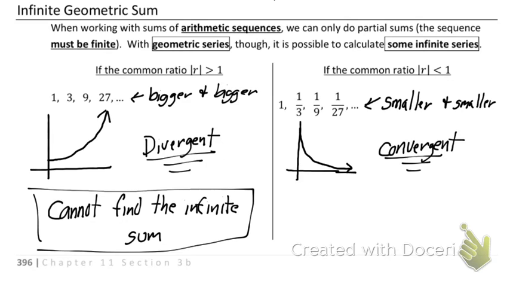In fact, we have a formula to find the sum. Our formula for our sum is just going to be our first term all over 1 minus our common ratio. So in fact, it's an even easier formula than with our finite sequences.